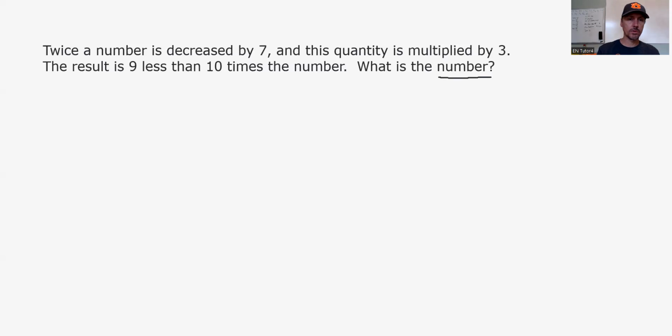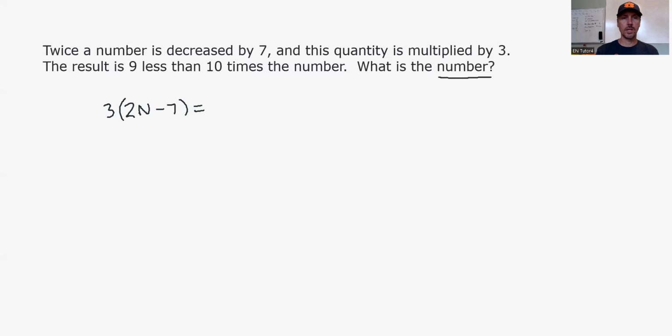We have twice a number, so that's 2 times n. N is our unknown number, is decreased by 7. What does decreased by mean? It means that we subtract a 7 from that value, so minus 7. And this quantity is multiplied by 3, so the whole value here is going to be multiplied by 3. The result of this particular expression is where we're going to put our equal sign.